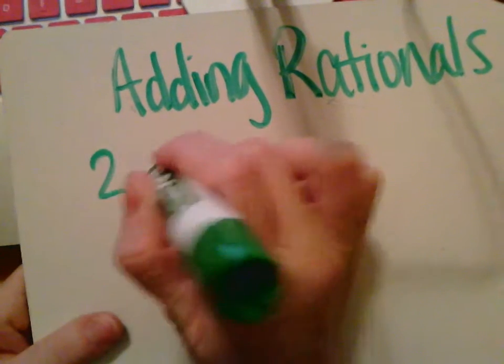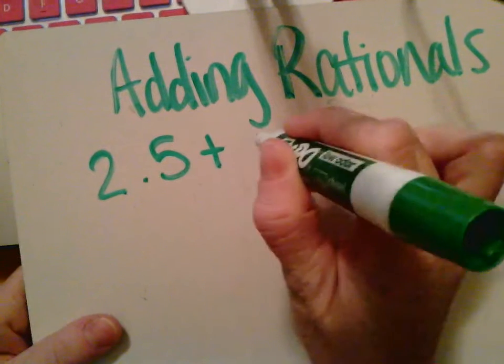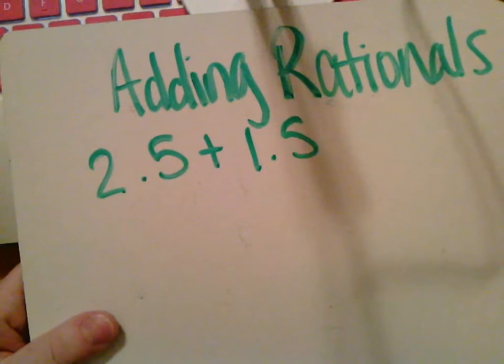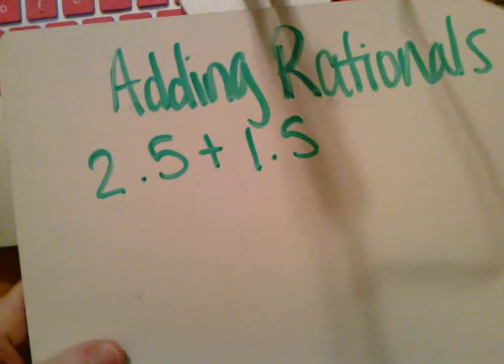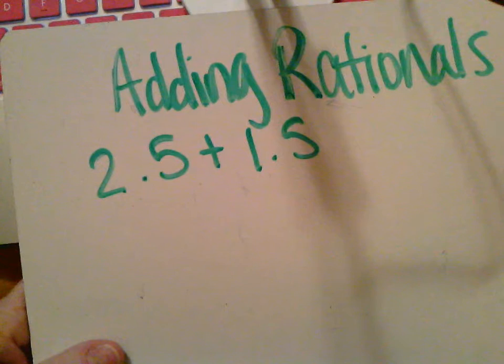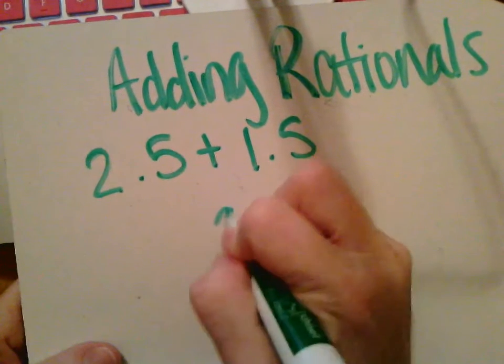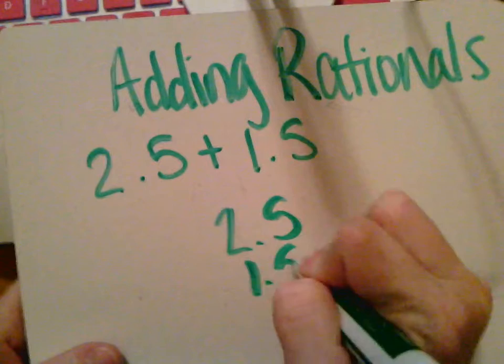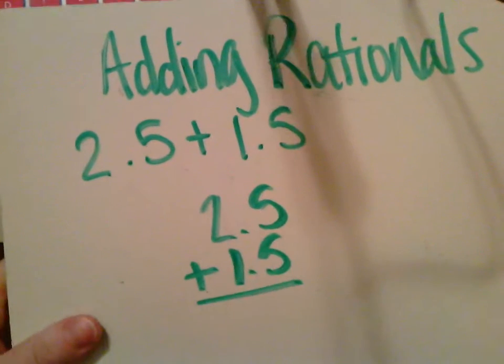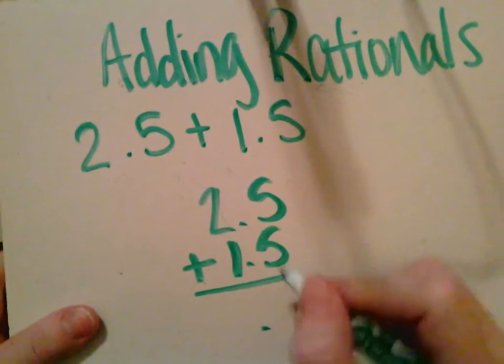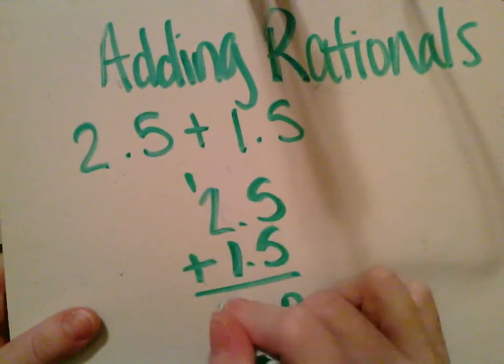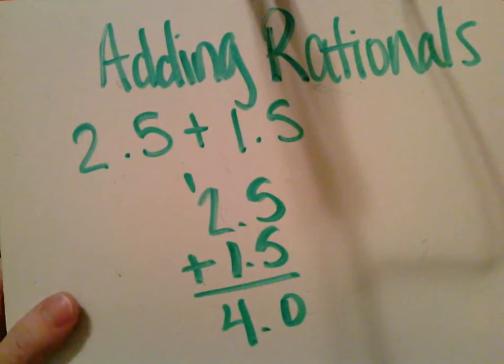Things like 2.5 plus 1.5. Make sure you remember this is adding rational numbers with the same sign. These are both positives. We know that decimals have to line up. Okay, just bring the decimal straight down. So this one is 4.0.